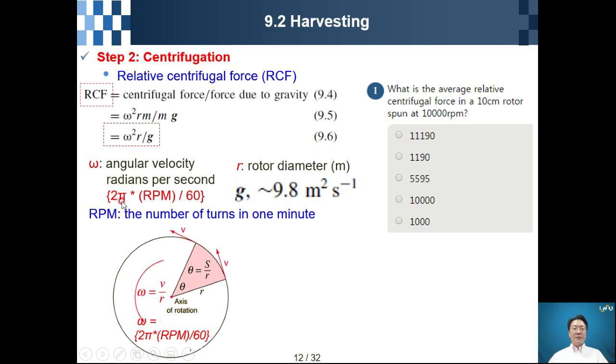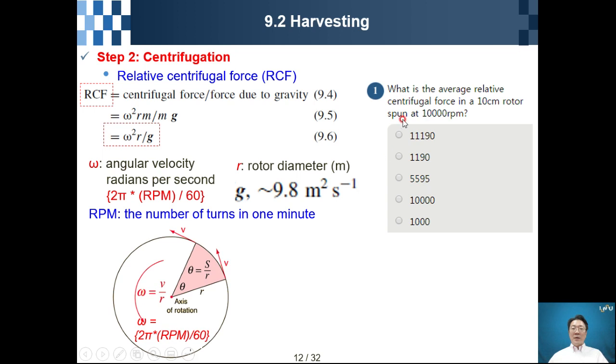Pi is 3.14, something like that, and it is multiplied by RPM. RPM is the number of turns in 1 minute, so that's why we have to divide by 60. So this is omega, the angular velocity. Omega is 2 pi multiplied by RPM divided by 60.